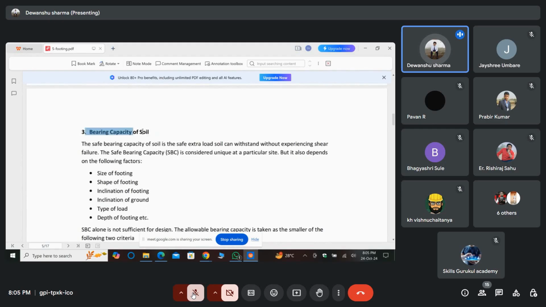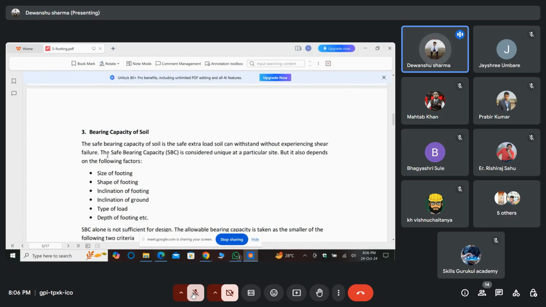So what is the bearing capacity of soil? The safe bearing capacity of soil is the safe extra load the soil can withstand without experiencing shear failure. The safe bearing capacity is considered unique at a particular site. That is, SBC is different for different sites within a city, even within an area. It may or may not vary.